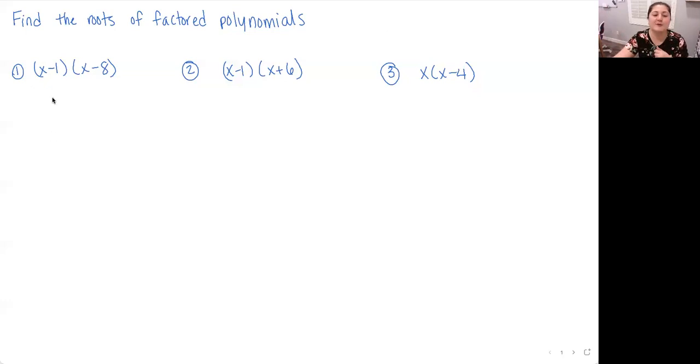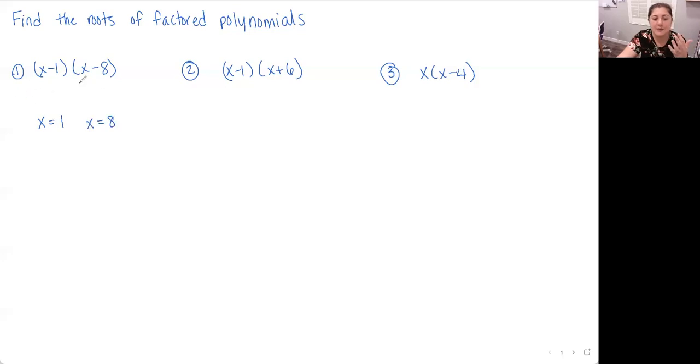So in this case, what we're really doing is setting each of these parentheses equal to 0 and seeing what x equals, right? So we're finding the roots. We're finding out when our polynomial equation, when our quadratic equation, our cubic equation, or whatever equation is going to go in and hit our x-axis. So in this particular equation, we are going to have the x hit at 1 and 8.